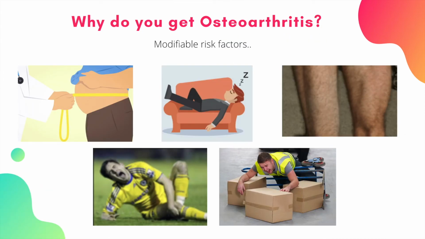Then we talk about the modifiable risk factors, so the things that we can actually change. Firstly is your weight. Obesity puts a lot more load on the joint. This can increase the risk of getting osteoarthritis in the knee particularly. However, we have found that people who are obese often have arthritis in their hands as well, so that's telling us that there's other factors to do with obesity that can cause OA, such as your metabolism.